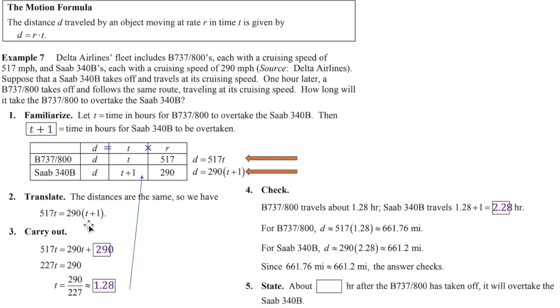This tells us then that the 737's distance traveled is approximately 517 miles per hour times 1.28 hours for a total distance of 661.76 miles. Similarly, for the 340, 290 times 2.28 hours is approximately 661.2 miles. Since they are about the same, we can say that the answer checks out, because we did round here, which is what's providing the slight difference. Therefore, about 1.28 hours after the 737 has taken off, it will overtake the 340.